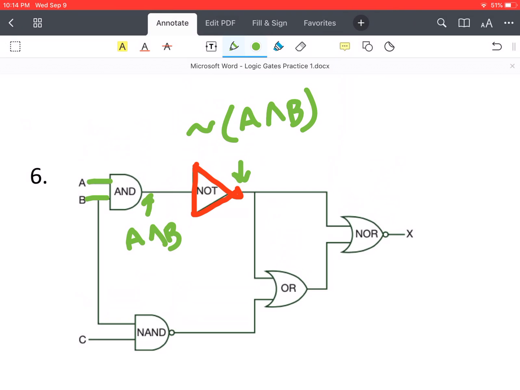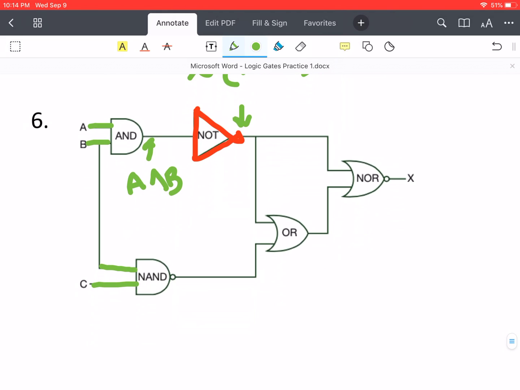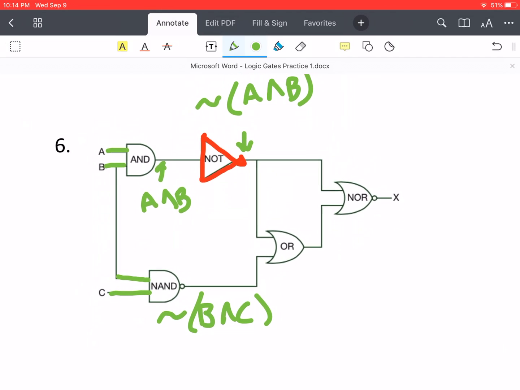Now down here, I see that B goes into this one along with C, and this is a NAND operator. So right off the bat, this is going to be B and C, but negated. So you can see it accomplishes the same thing the first two gates did in one. So here I end up with a negation of B and C there.